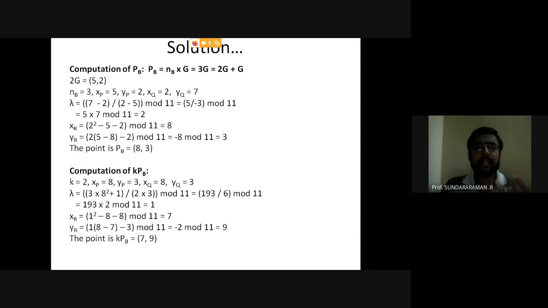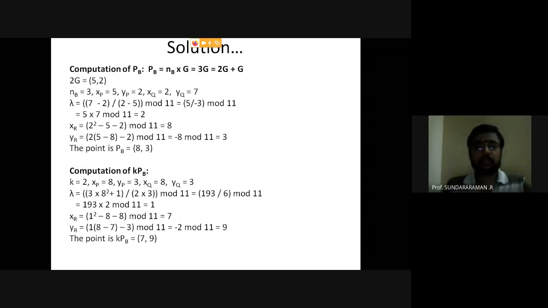Now what we are doing is nB into G, that is equal to PB. Because here we have to perform the point addition process, the lambda equation is different. Lambda can be expressed as yq minus yp, that is 7 minus 2, divided by xq minus xp, that is 2 minus 5. So 5 by minus 3 mod 11 gives me a value of 2. When you apply the xr and yr equations, lambda square minus xp minus xq for xr, and for yr it will be lambda into xp minus xr minus yp, you get the value 8 comma 3. Therefore PB is equal to 8 comma 3.